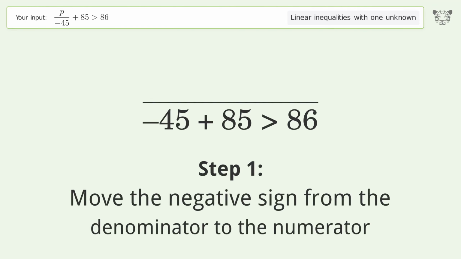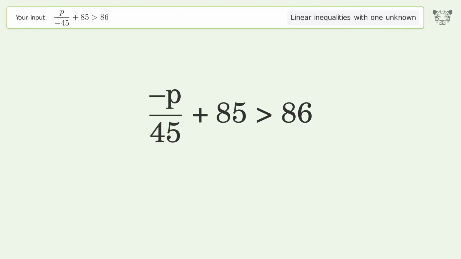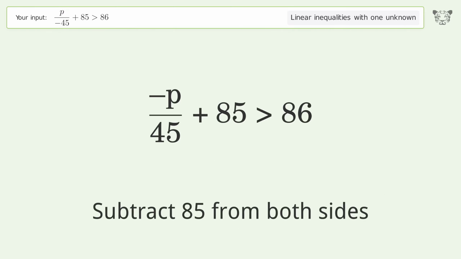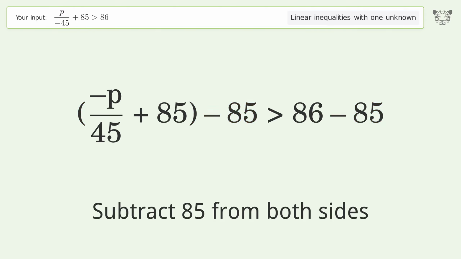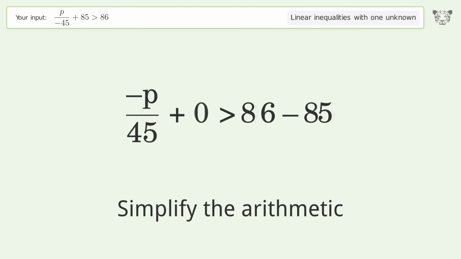Move the negative sign from the denominator to the numerator. Group all constants on the right side of the inequality. Subtract 85 from both sides. Simplify the arithmetic.